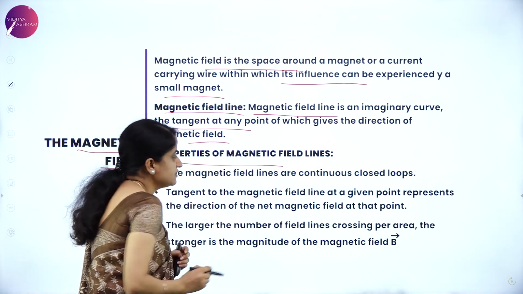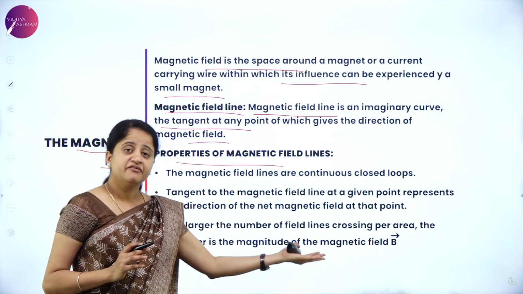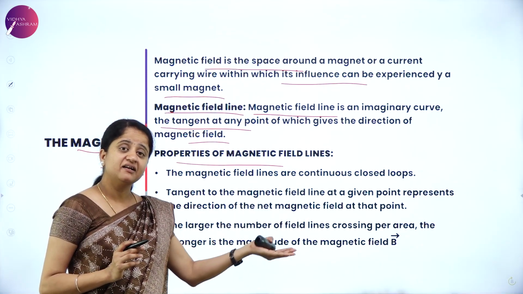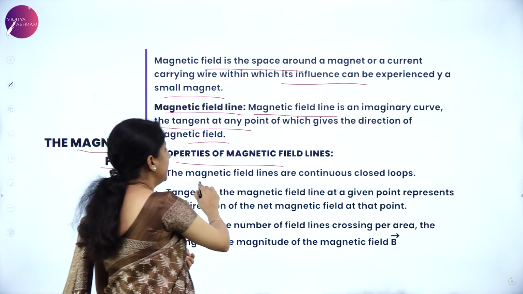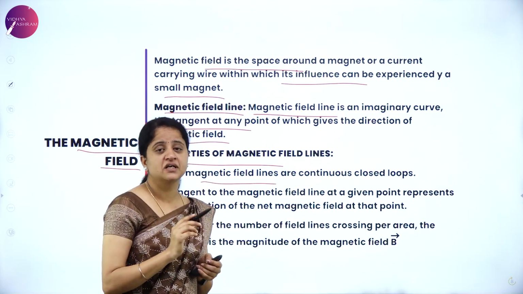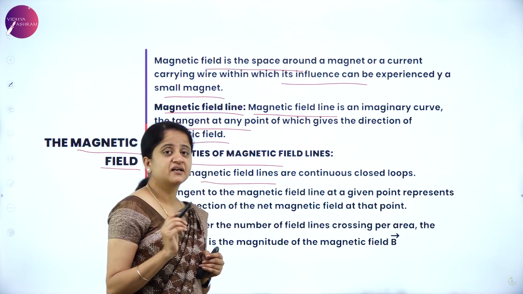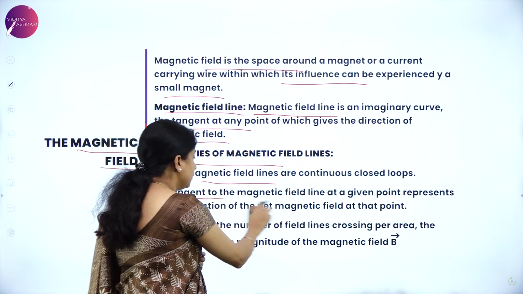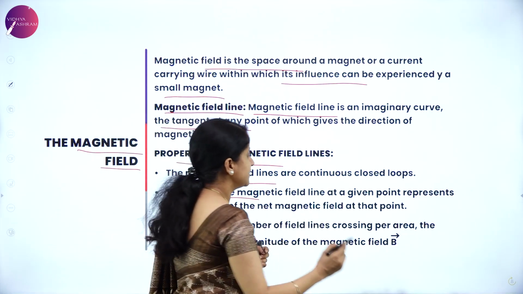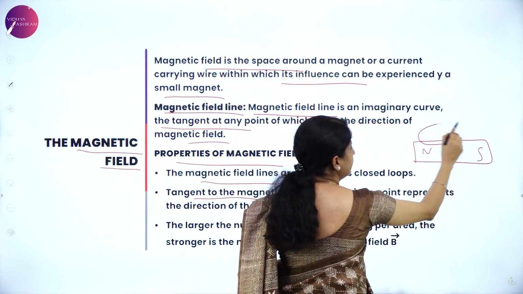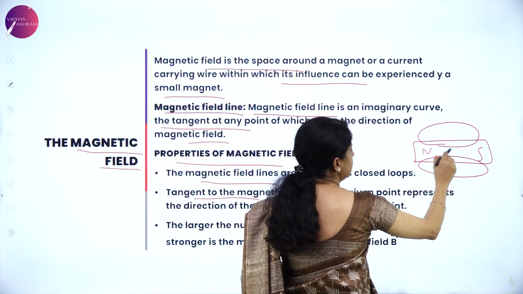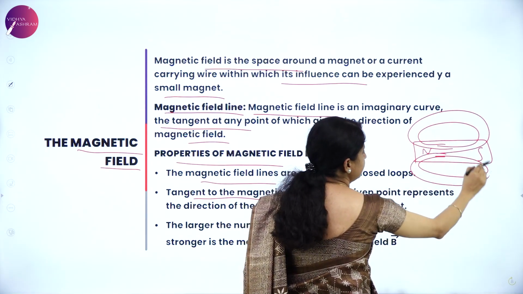So what are the properties of magnetic field lines? We are all familiar with the properties of electric field lines. Now we are studying the properties of magnetic field lines. They are continuous closed loops. Suppose we have a bar magnet here, the field lines are continuous closed loops.